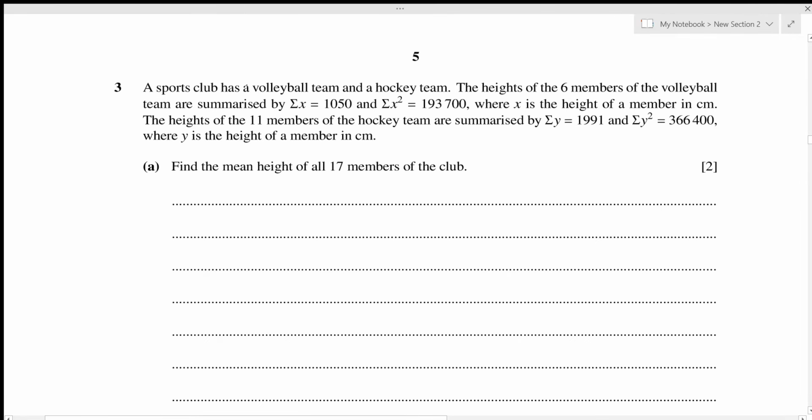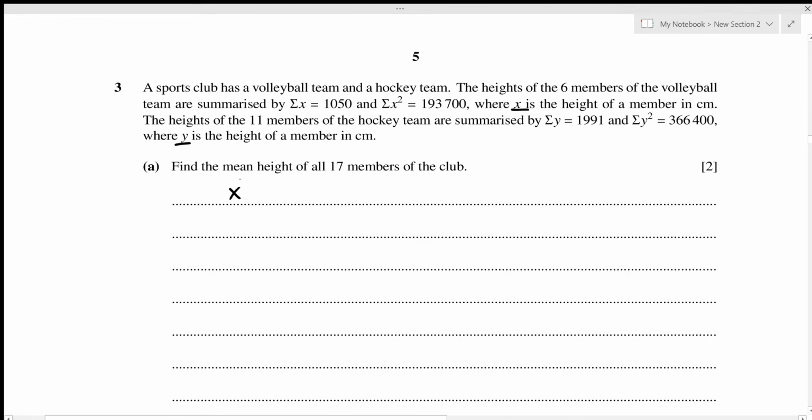A sports club has a volleyball team and a hockey team. The heights of the 6 members of the volleyball team are summarized by summation x and summation x squared, where x is the height of a member in centimeters. The heights of the 11 members of the hockey team are summarized by summation y and summation y squared, where y is the height of a member in centimeters as well. So we need to figure out the mean height of all 17 members of the club.